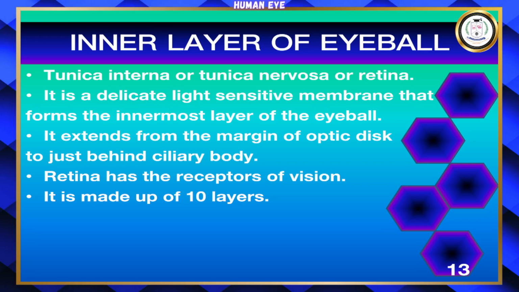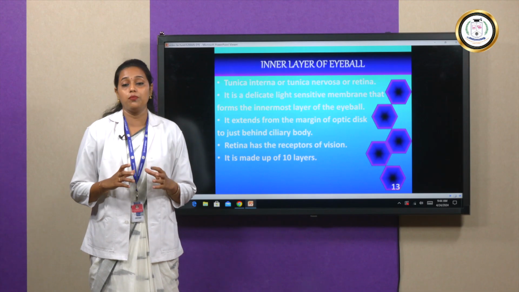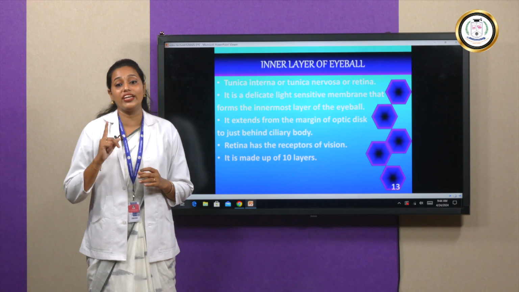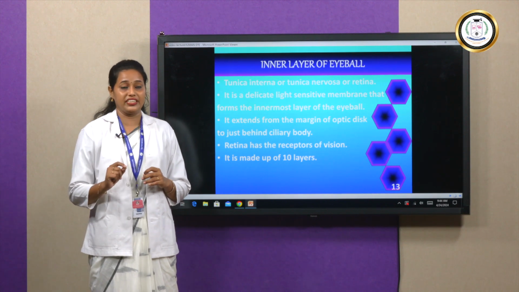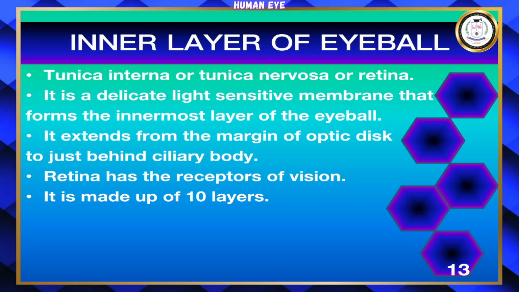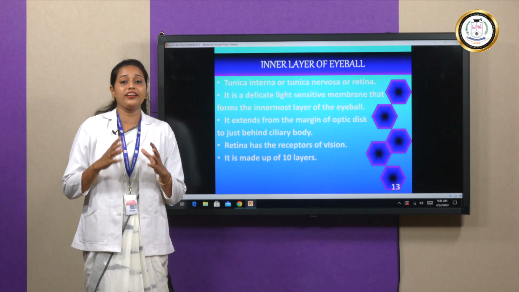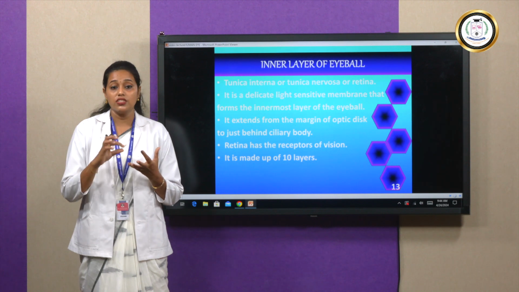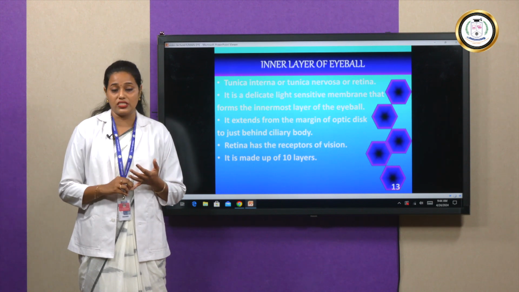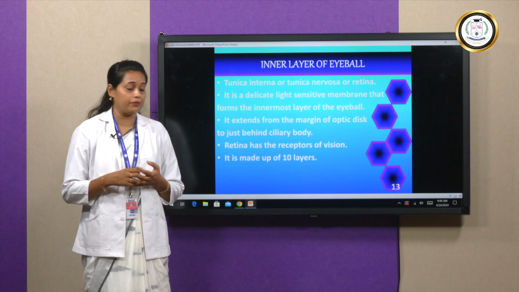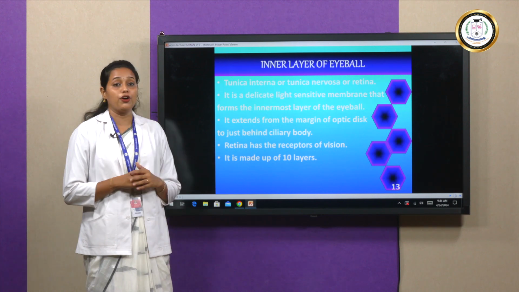Next comes the inner layer of the eyeball. The inner layer of the eyeball is also known as tunica interna or tunica nervosa. It is a very important layer. In the inner layer, we have only one structure that is called the retina. Retina is a very delicate light sensitive membrane. It extends from the lateral part of the optic disc and ends near behind the ciliary body. In general, retina has many receptors for vision, for example cones and rods. These are the very important receptors which are responsible for visual perception. And in general, it is made up of 10 layers.